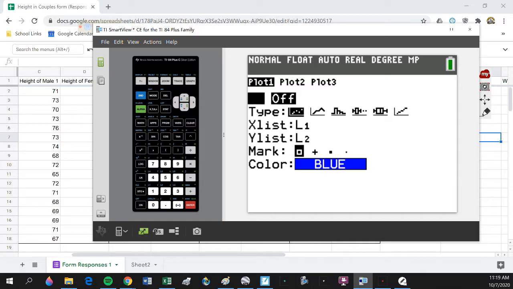So I want to turn on the plot, and I want to make sure it's on scatter plot, so the dots that are not connected. Then my x's will be L1 and your y's will be L2, or whatever you used. Then down here, it asks what you want the marks to look like. Do you want boxes, or plus signs, or big dots, or small dots? I'm going to pick big dots, because we don't have a ton of points. Whatever you have, it's not really going to matter.